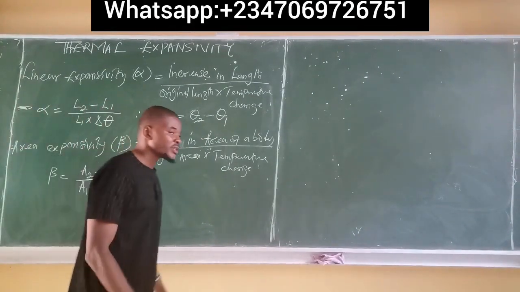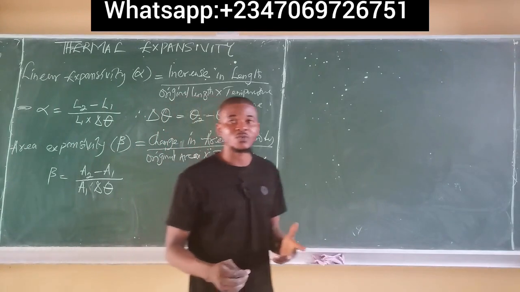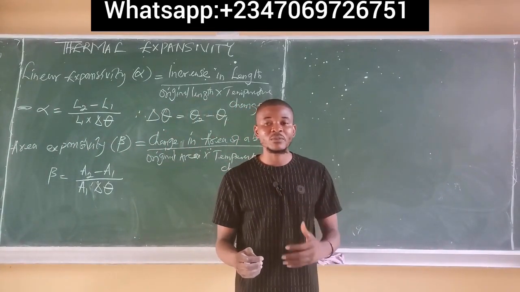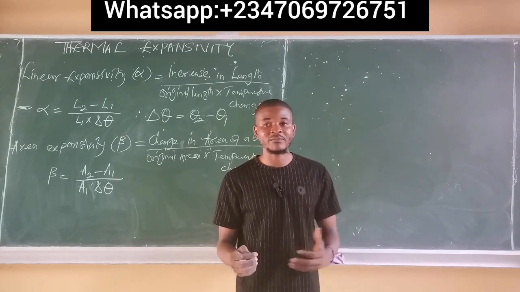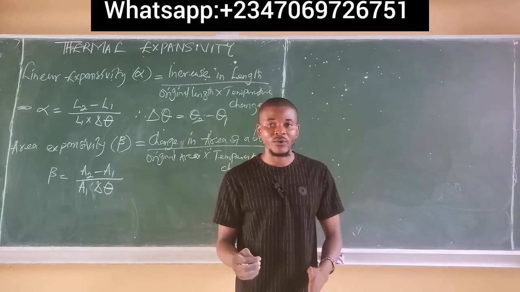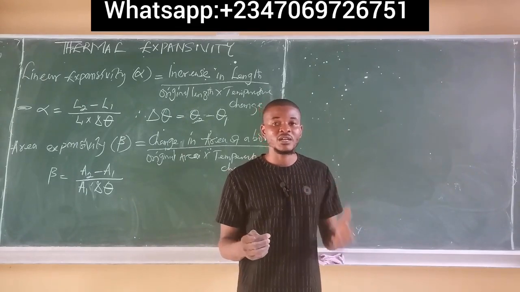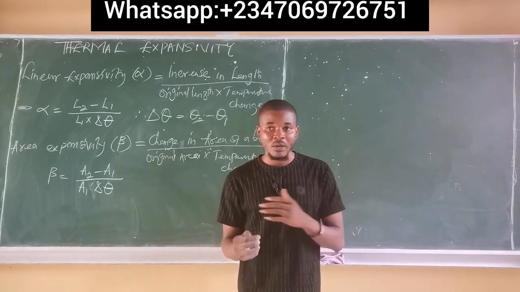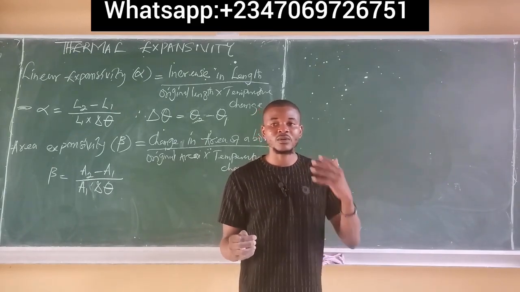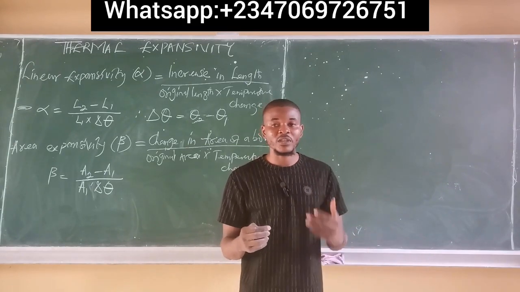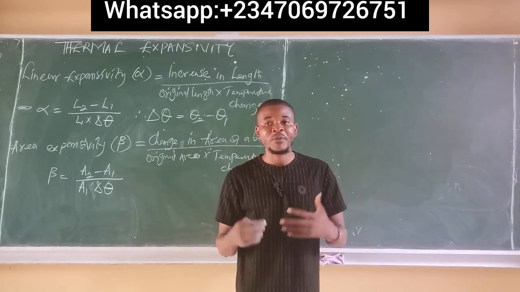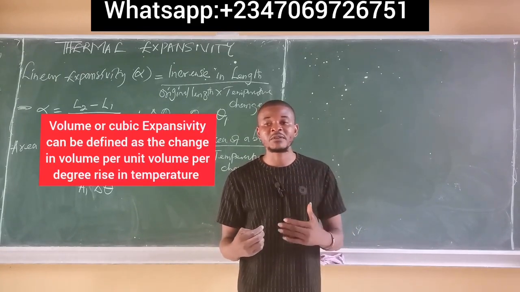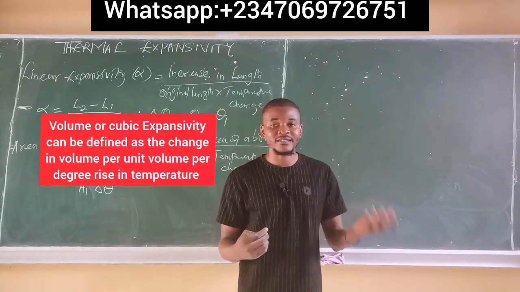Also, the volume expansivity is the last one. Volume expansivity can also be called cubic expansivity. So it takes place along the volume of an object, that is, the length, the width, and the height of the object. Now, if there's a change between the length and the width, or the width and the height, then you talk about the area expansion. But if there's a change along the three sides, the length, the width, and the height, due to temperature, then we'll talk about the volume expansivity. Volume expansivity can be defined as the change in volume with respect to the original volume per degree rise in temperature.